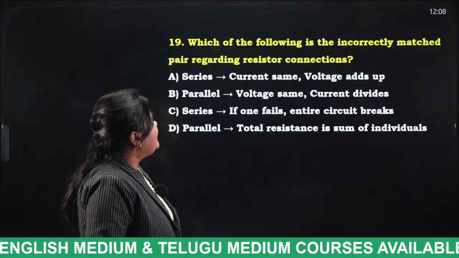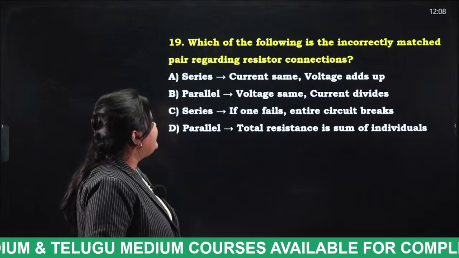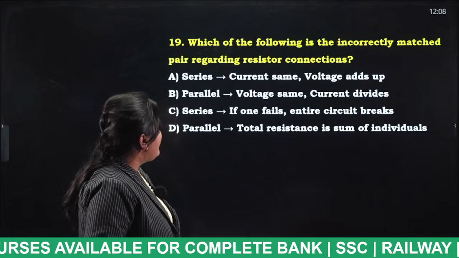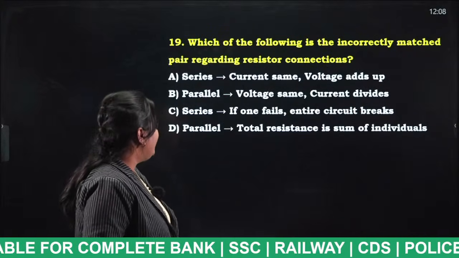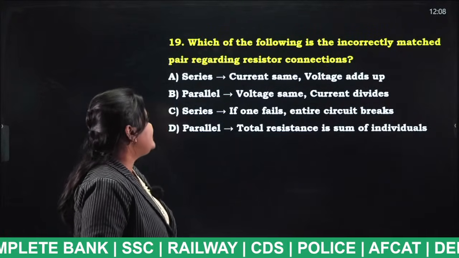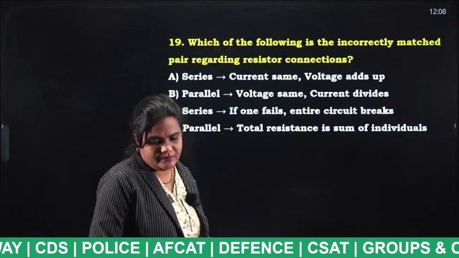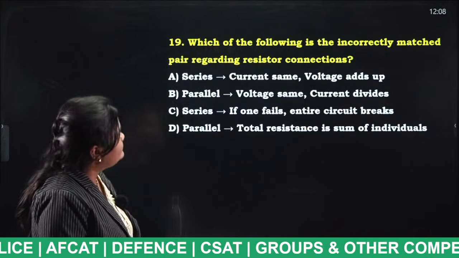Which of the following is the incorrectly matched pair regarding resistor connection? Series, current same, voltage adds up. Parallel, voltage same, current divides. Series, if one fails, entire circuit breaks. Parallel, total resistance is sum of individuals. So tell me, students.